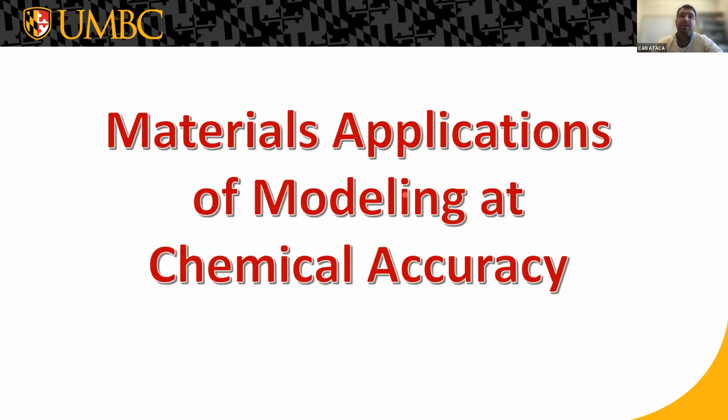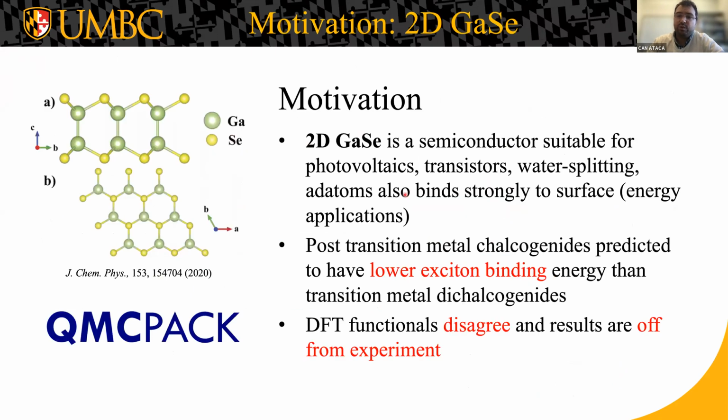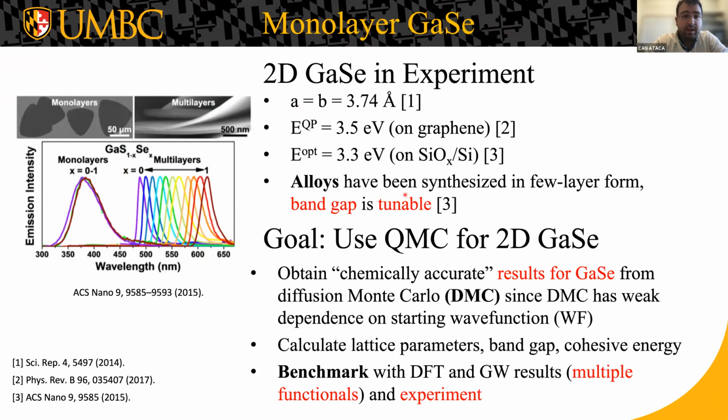So let's move on to the materials application. First of all, we focus on two-dimensional gallium selenide. So why is this material important? It's a semiconductor. It's useful for photovoltaics and water splitting applications. And the other thing is that we have good experimental information about this material. We know the optical gap, we know the electronic gap, we know the lattice parameters as well. So it's a very nice system that we can use QMC to benchmark with the experimental data, because when you start using DFT with different functionals, you will get a gazillion different results based on your functional.